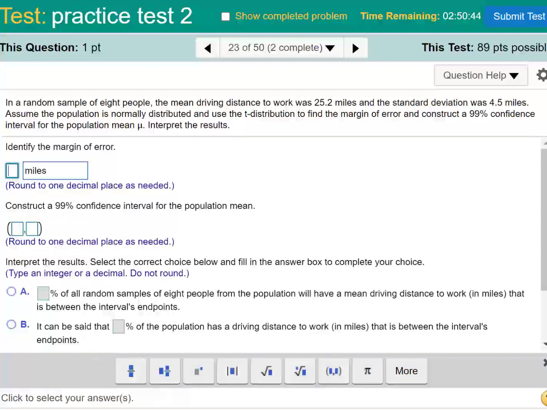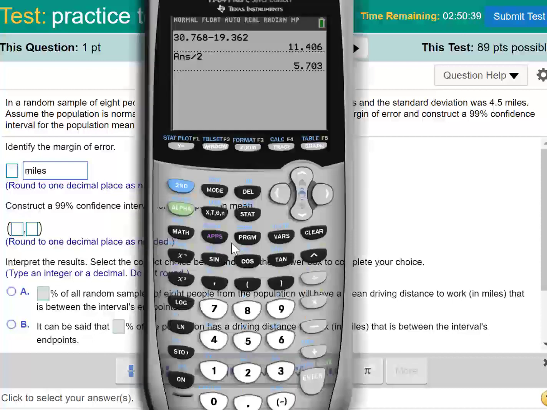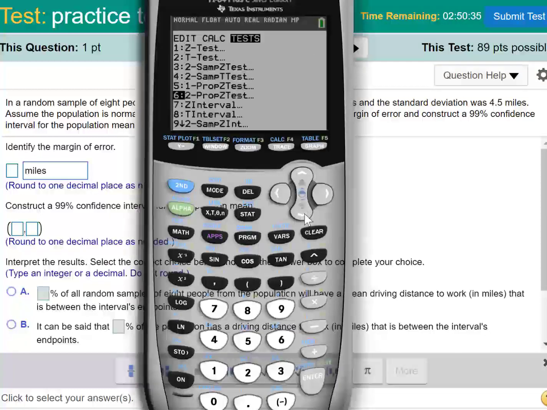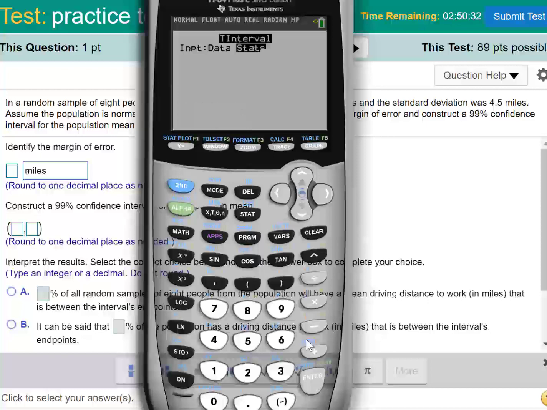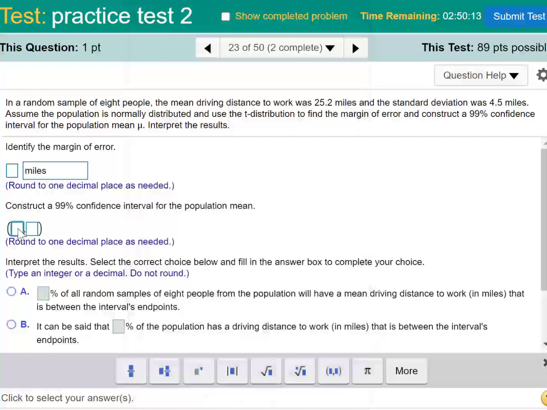Construct a 99% confidence interval. You already did that. Here's the interval one more time. Stat, tests, t-interval. We've done it already. We have it there. 19.362 and 30.768. So you just put 19.362 right here and 30.768.